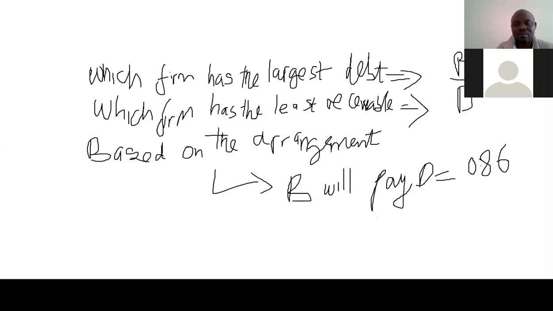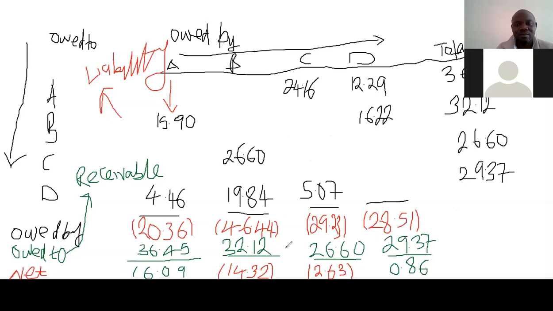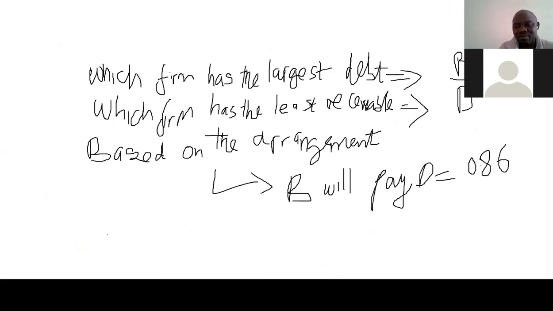So when you go back there, we are actually saying that B will pay 0.86, isn't it? Yes. So if B will pay 0.86, how much? Then the question is, how much will these obligations be?